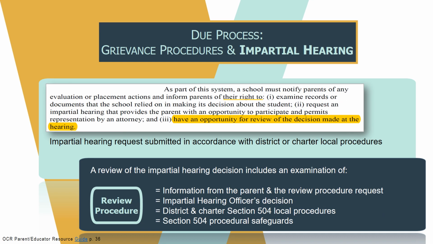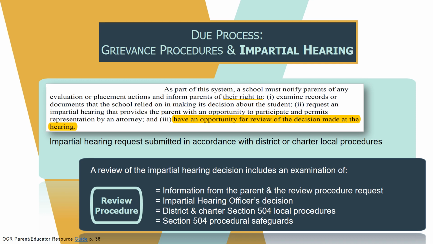If a parent disagrees with the identification, evaluation, or placement decision of a Section 504 impartial hearing officer, or feels that the process was not in accordance with written impartial hearing policies, they may access the school's internal review procedure. Parents of students served under Section 504 have a right to the opportunity for a review of the decision made at the impartial hearing.